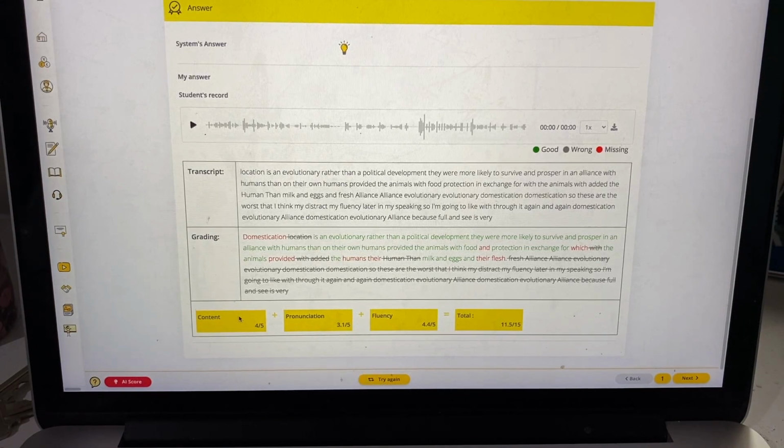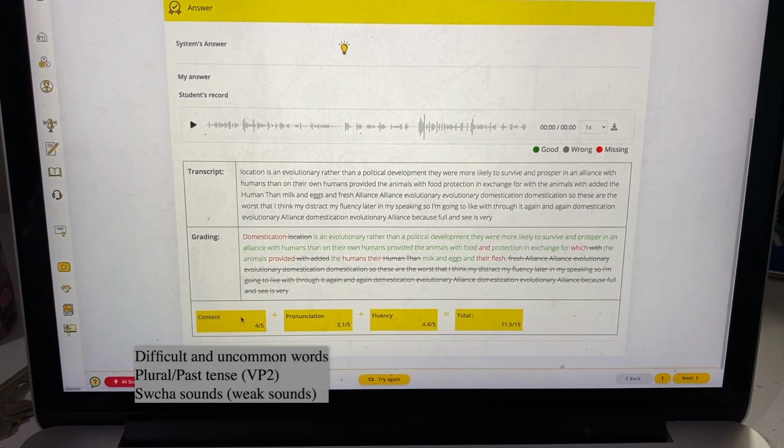And with content, apart from those difficult and uncommon words that I already spoke about, I try to notice plurals, s, es, and past tense such as ed, if it has any.